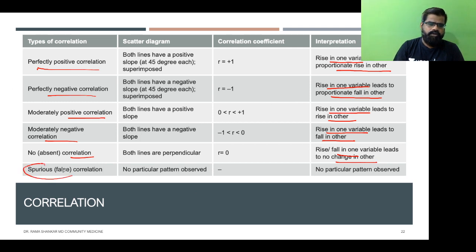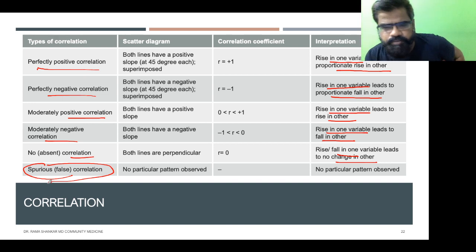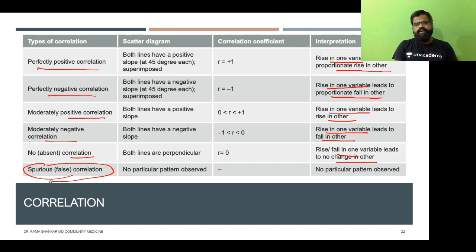And there can also be times when we do a false correlation. There is no correlation, but unnecessarily we are trying to make a correlation. So no pattern has been observed, but deliberately we are trying to do it. So that is false correlation or spurious correlation. Okay.